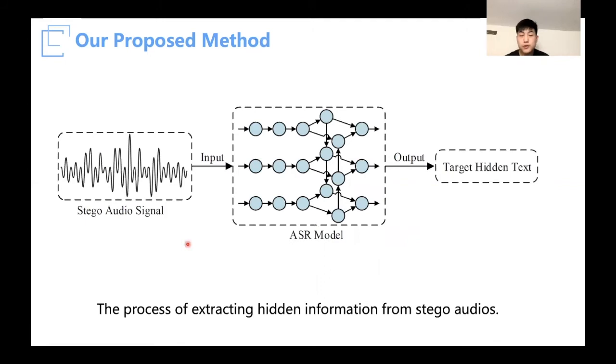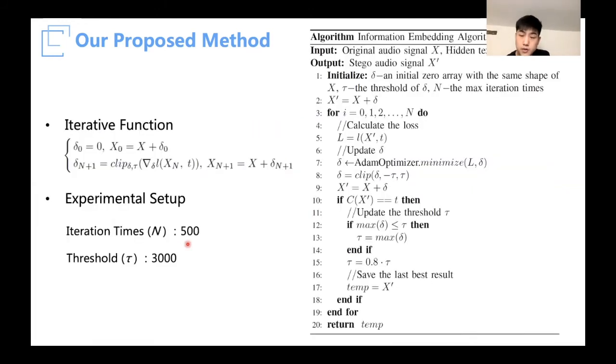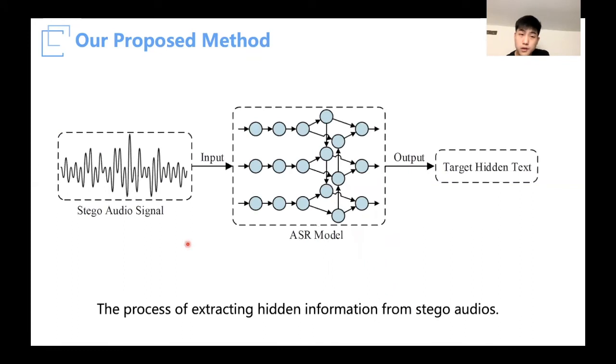And then this is the process of extracting hidden information from stego audios. From the embedding method above, we can easily know that when the stego audio signal is input into the adversarial model, it will directly output the target hidden text that we want. So the extraction is a simple process: we just input this signal to the same adversarial model as before, and it will output the result.